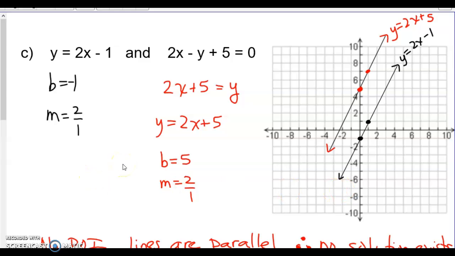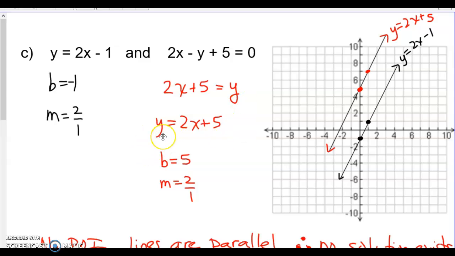My second equation is not presented in slope-intercept form. It's in standard form. So you have the option of rearranging the equation into slope-intercept form, or solving for the intercepts, or creating a table of values. It's your choice. I'm going to rearrange into slope-intercept form. It's very simple because I have simply a negative y here. So if I move my negative y over to the other side, I have 2x plus 5 equals y. That is slope-intercept form right there.